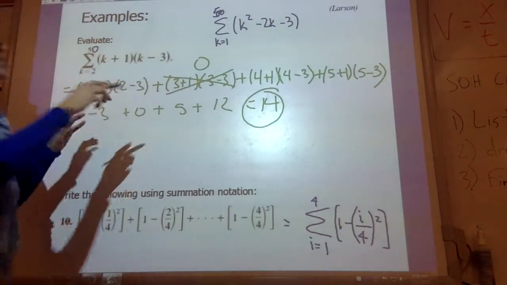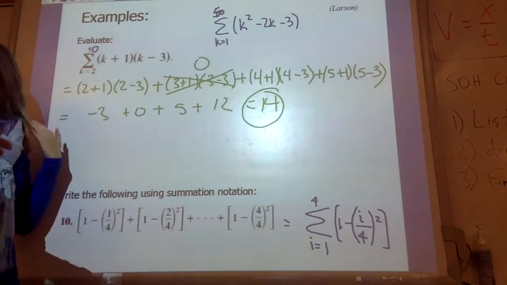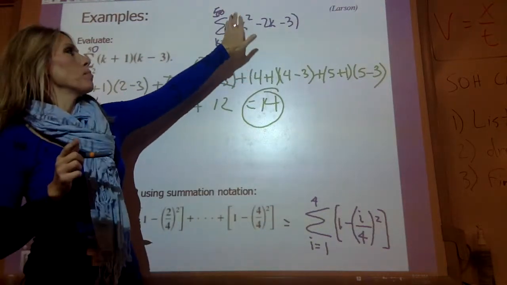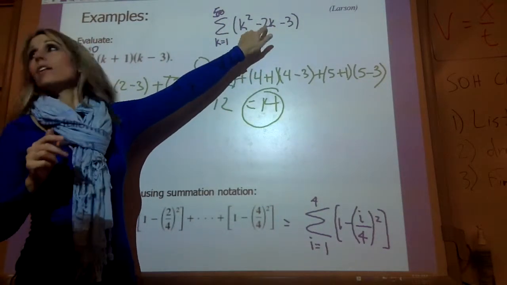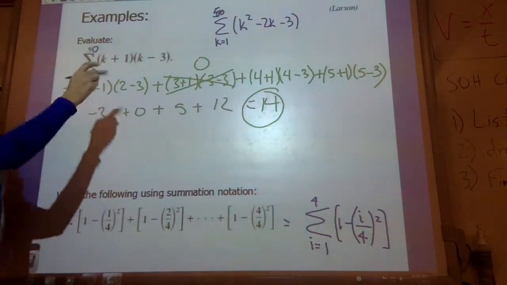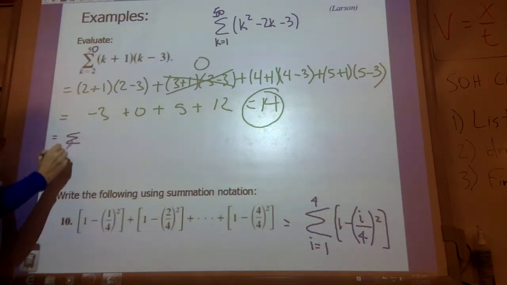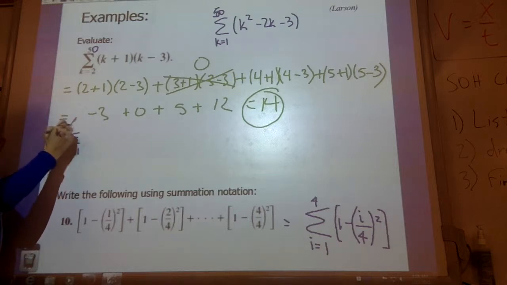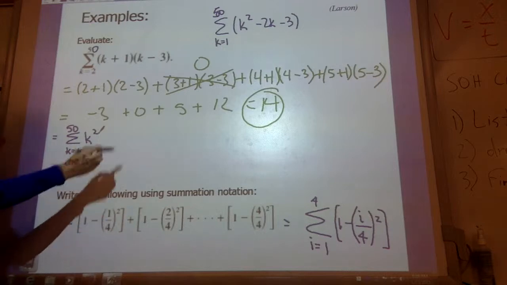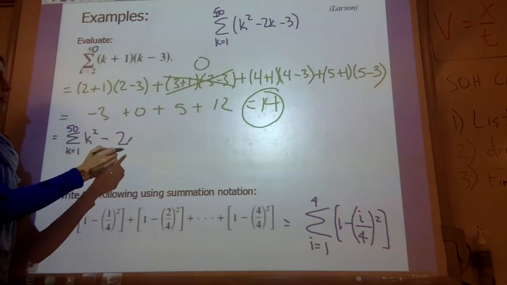Okay, so now what we want to do is use the property that says the summation of a difference equals the difference of the summations. At the same time, when I separate these three, this one has a coefficient in front of the k, so I'm going to pop that out. So this is going to equal the summation of 1 to 50. Okay, and then minus. Pop that 2 out in front.